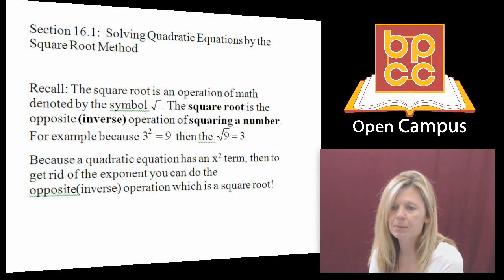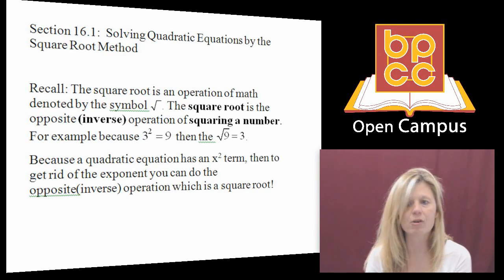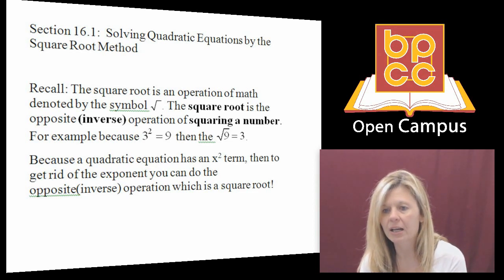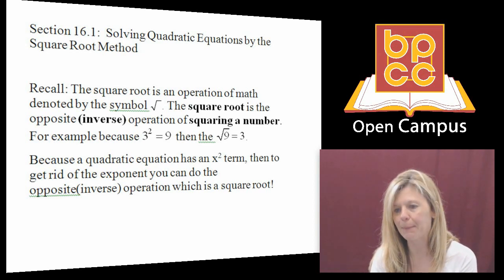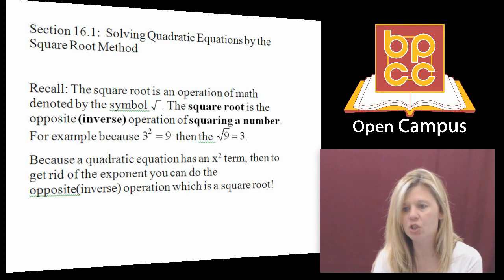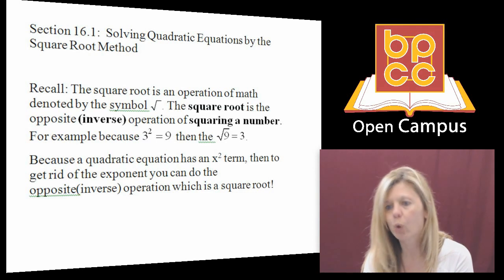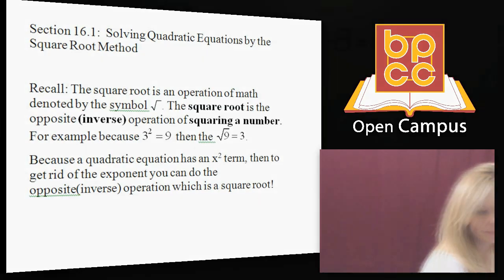If you remember, a square root symbol we saw in Chapter 15. And square rooting is the opposite or inverse of squaring a number. So if I wrote 3 squared is 9, then I could do the opposite and square root that answer 9 and get back to 3. So because quadratic equations have an x squared in them, to get from an x squared to an x, we're going to do the opposite. And the opposite of squaring is a square root. All right, let's go to the whiteboard.